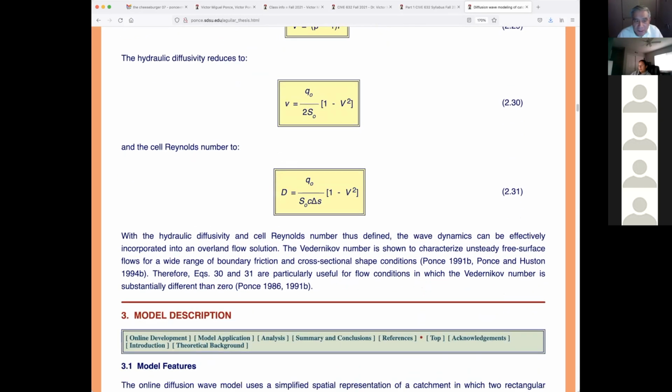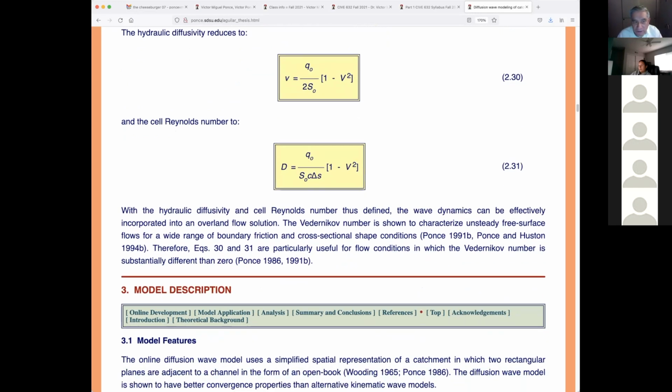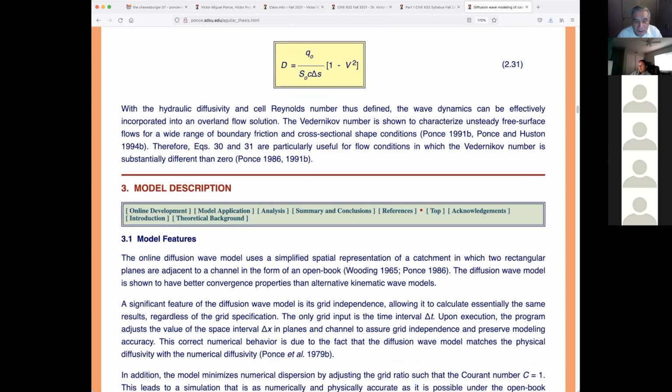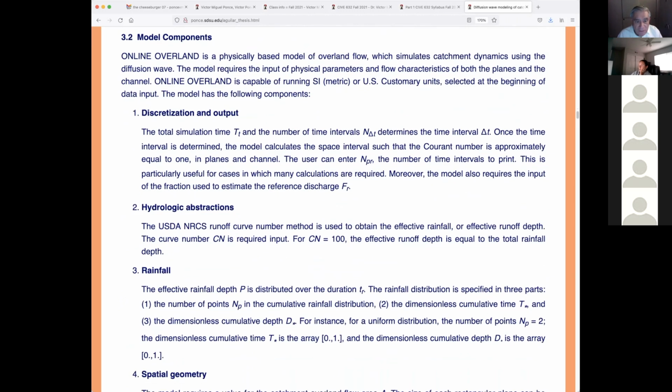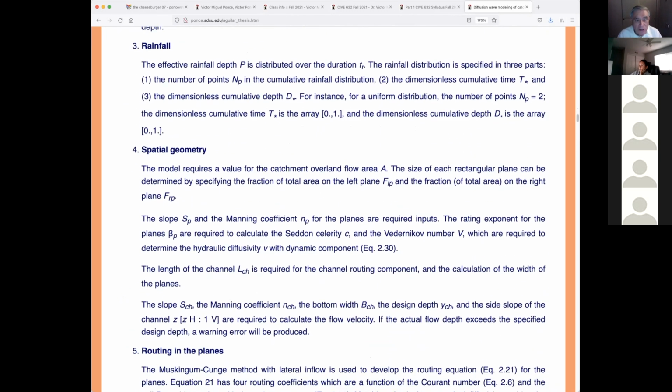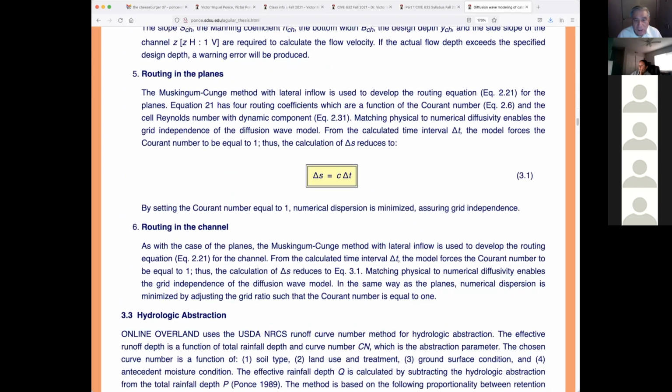Okay, and the cell Reynolds number, of course, Chow did not throw any light. Chow, all he did was just copy what Vedernikov had said. And the cell Reynolds number is this. Now, model description. Let me go out here and here. Then she talks about the discretization, the hydrologic abstractions, the spatial geometry, routing in the plane.